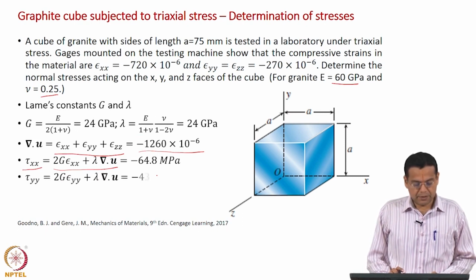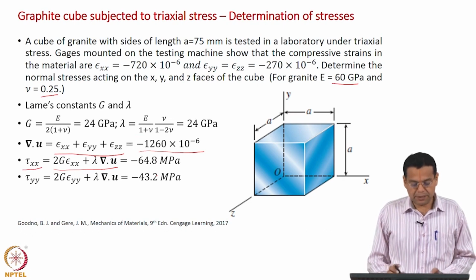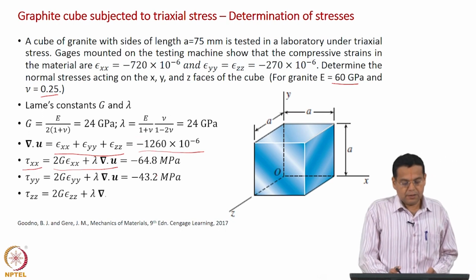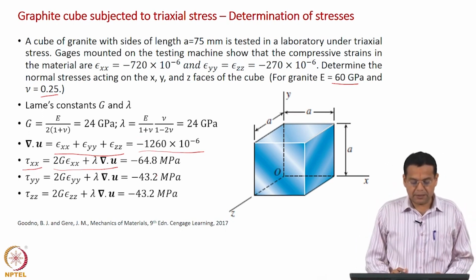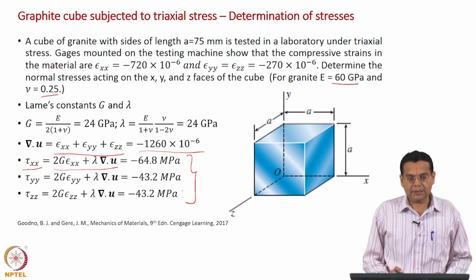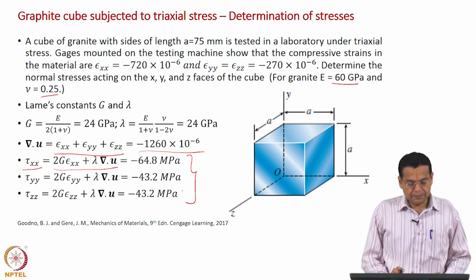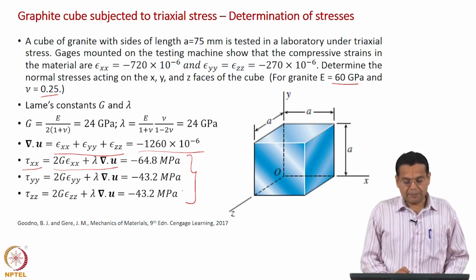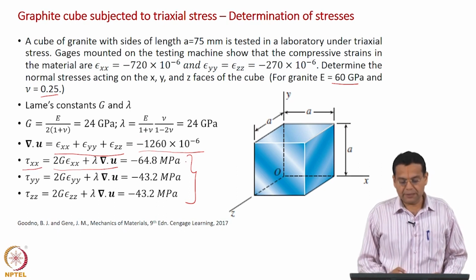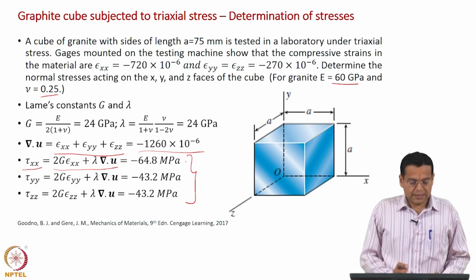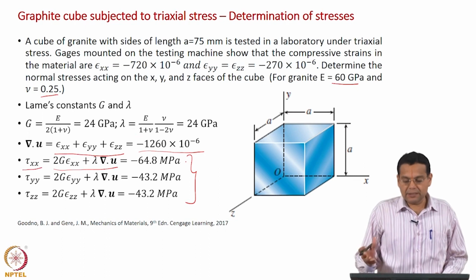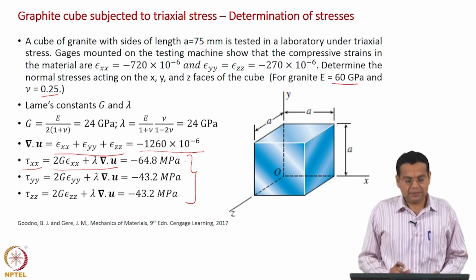And similarly for tau yy, simple substitution will give you minus 43.2 megapascal, and similarly for tau zz we get minus 43.2 megapascal. Of course, all of them are compressive, and remember the unit is megapascal, while the units of G and lambda are gigapascal. So, when you express it, you get megapascal. Usually the stresses, as we have seen in all the cases, are in terms of megapascal. The properties E, G, etc. are in terms of gigapascal.